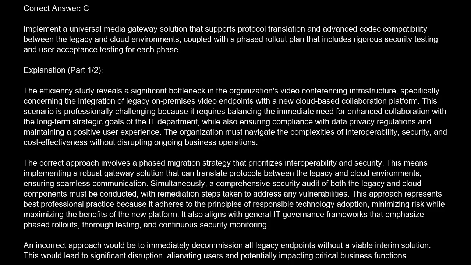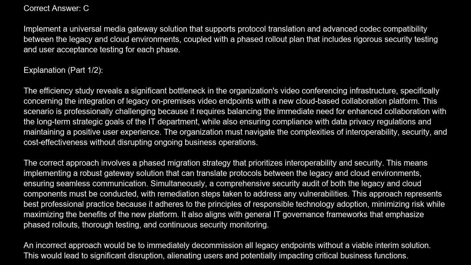The correct answer is C. Implement a universal media gateway solution that supports protocol translation and advanced codec compatibility between the legacy and cloud environments, coupled with a phased rollout plan that includes rigorous security testing and user acceptance testing for each phase.